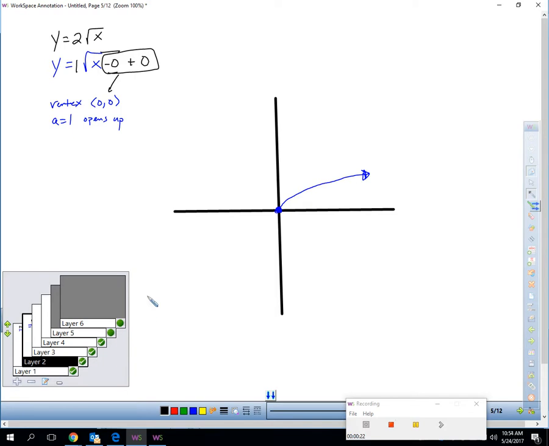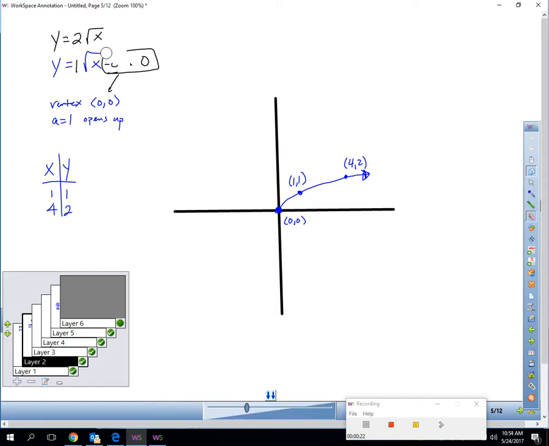Let's label 2 other points. It's always good to label a couple other points. One point on the sketch I should label right now is the origin, 0, 0. Let's get 2 other points. Pick numbers that you can plug in for x that are perfect squares. It'll make your calculating easy. If I plug in 1, which is a perfect square, the square root of 1 is 1, so I can label that point. My next perfect square is 4. If I plug in 4, the square root of 4 gives me 2. That's an easy one.